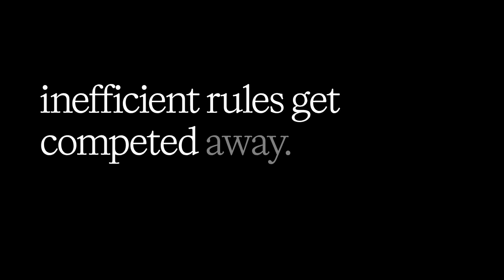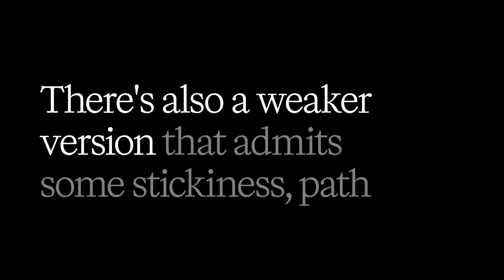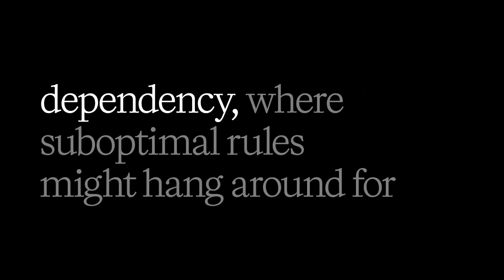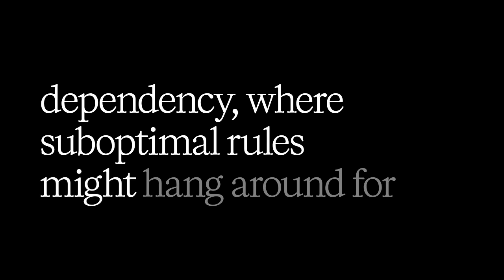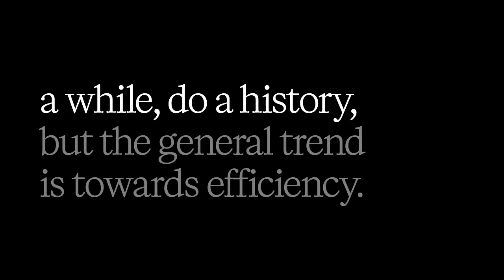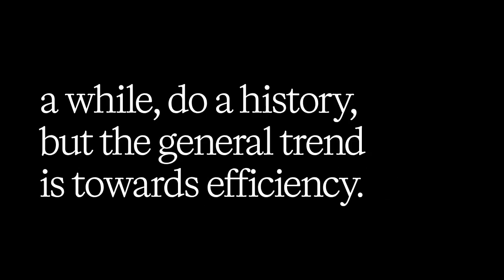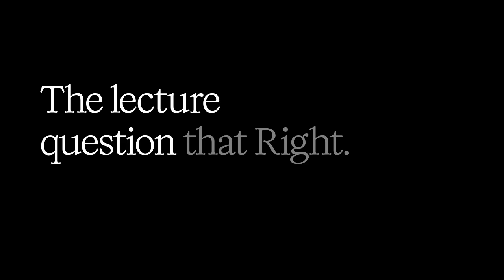That's the strong version, sort of like institutional natural selection. Inefficient rules get competed away. There's also a weaker version that admits some stickiness, path dependency, where suboptimal rules might hang around for a while due to history, but the general trend is towards efficiency. But what does efficient even mean here? The lecture questioned that, right?